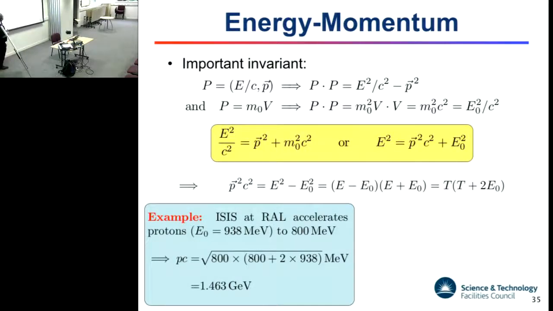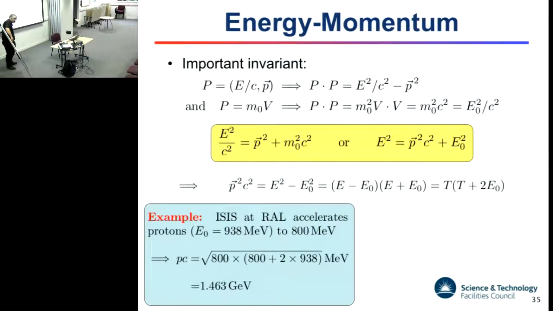Some important invariants. Okay, well, P dot P, as I say, whenever you see a dot there, which means the first object squared minus the square of all the other objects in a vector, that's an invariant, which means it's the same in all frames. Okay, and so P dot P, that's E squared over c squared minus p squared. Do you remember?